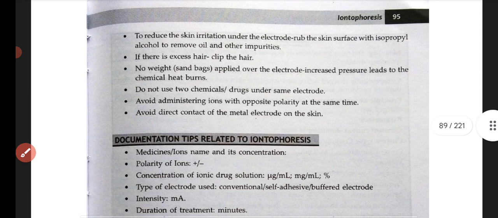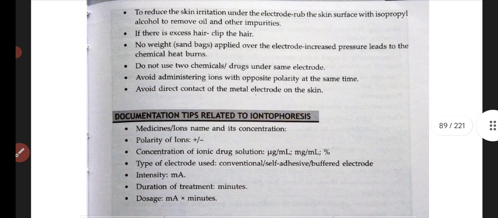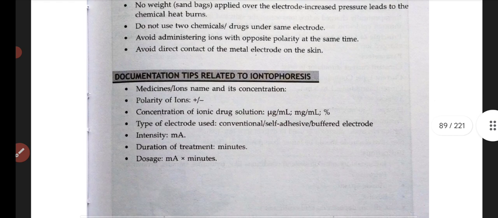Next, to reduce skin irritation under the electrode, wipe the skin surface with isopropyl alcohol to remove oil and other impurities. If there is excess hair, clip the hair. No weight or sandbag should be applied over the electrode, as increased pressure leads to chemical heat burn. Do not use two chemicals or drugs under the same electrode. Avoid administering ions with opposite polarity at the same time. Avoid direct contact of metal on the skin.